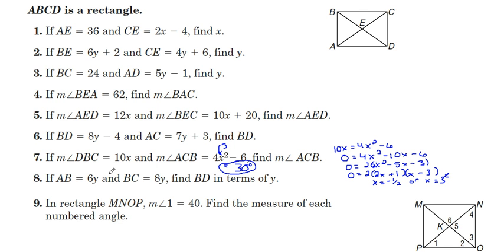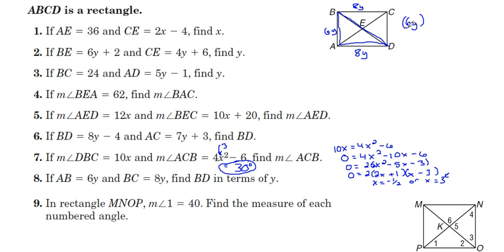Okay, for number 8, AB is 6y. I'll label that. BC is 8y. Find BD in terms of y. Okay, well, interestingly enough, we have a Pythagorean theorem here. We're looking for BD. Well, that'd be the same here. I can put 8y on this side. So I'll work on this up here.